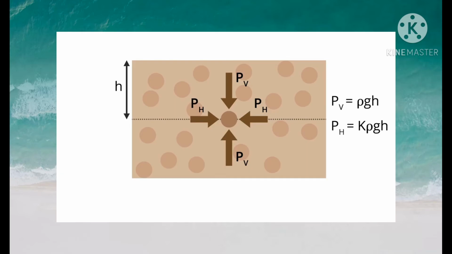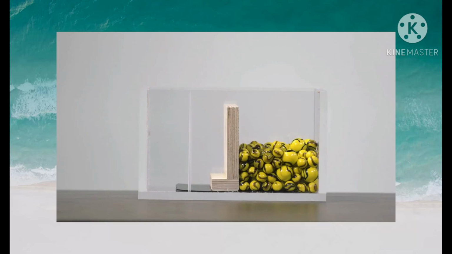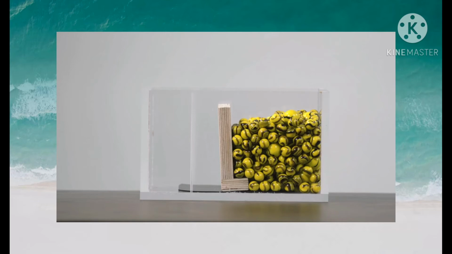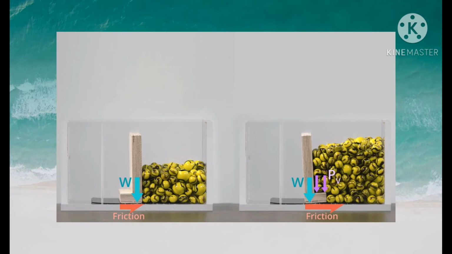Recall that granular materials generate both horizontal and vertical pressures. When the bottom leg is oriented away from the marbles, overturning is resisted only by the weight of the wall itself, and so it overturns easily. When the bottom leg points towards the marbles, the vertical pressure from the marbles helps to keep the wall upright. The downward pressure also increases the friction between the bottom of the wall and the ground, thereby reducing the likelihood of sliding.